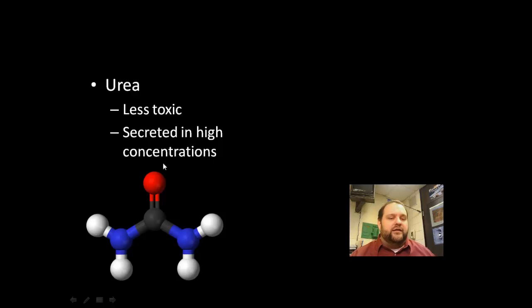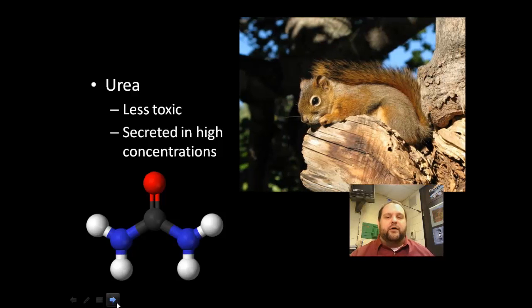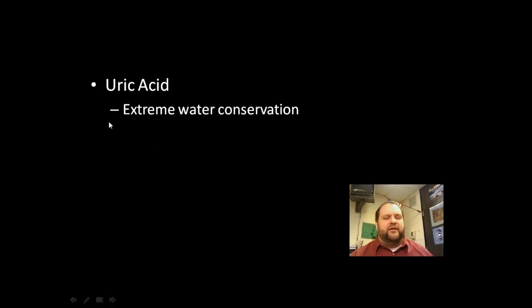So we don't have to excrete a whole bunch of water if we have urea. Or if we had ammonia, we'd have to secrete a lot of water with it. But here, since we don't live in the ocean or live in an aquatic environment, we can help maintain water by doing that, by turning our nitrogen waste into urea. The last one, oh, and this is mammals. Mammals primarily do this. And the last one is uric acid, and this is extreme water conservation.